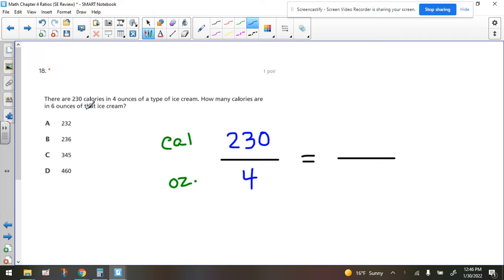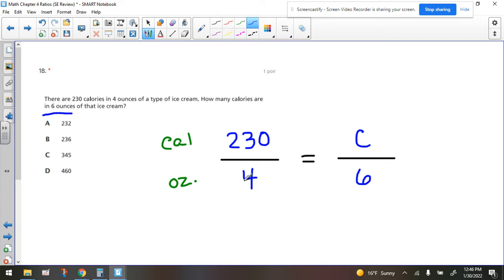And then we have to decide where to put this value, 6. So how do you decide where it goes? Well, right now, the way we have our proportions set up, the top numbers are talking about calories and the bottom values are talking about ounces. So since this is ounces, we're going to put it down here. And we're solving for calories, so I'm just going to put a C there.